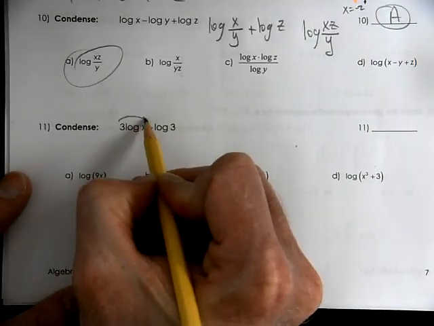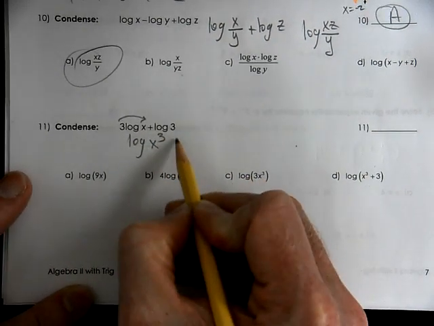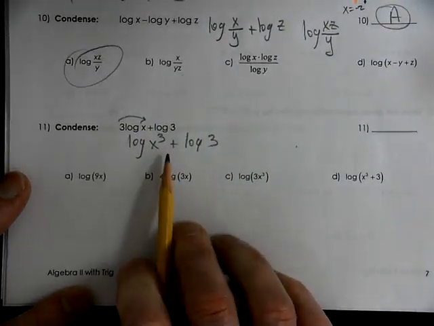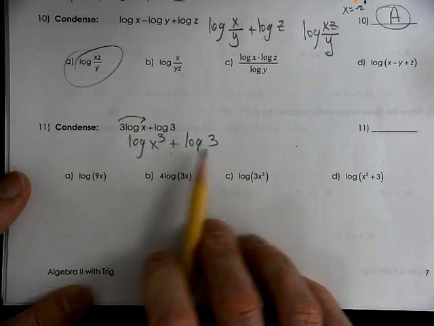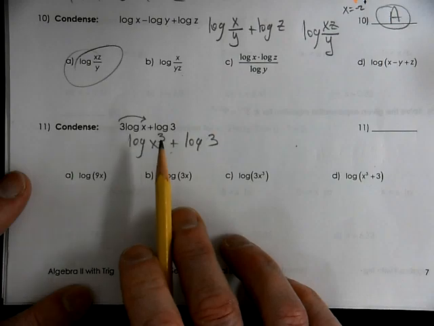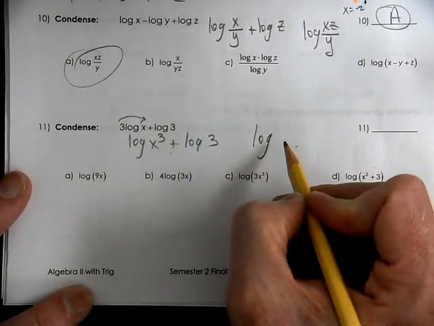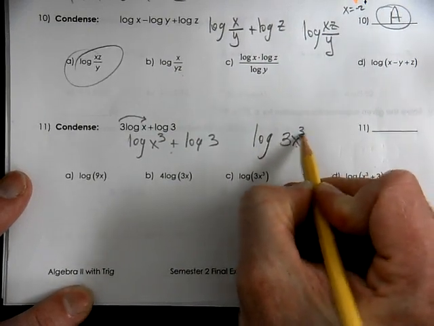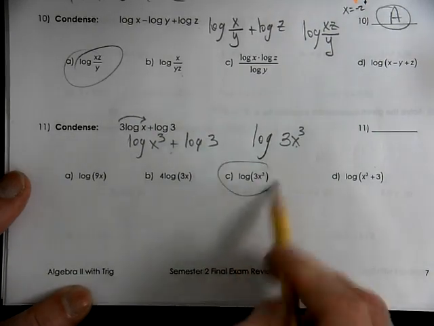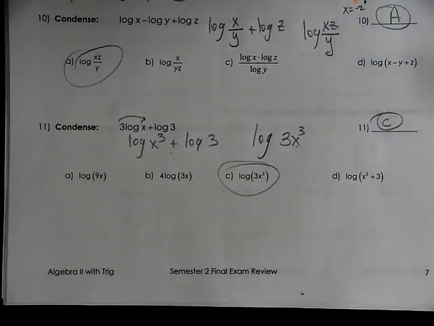Condensing. We're going to bring the 3 up on top of the x. We're adding 2 logarithms that have the same base. So to add that together, we are going to multiply what we're taking the log of. So this should be log 3x cubed. That should be C.